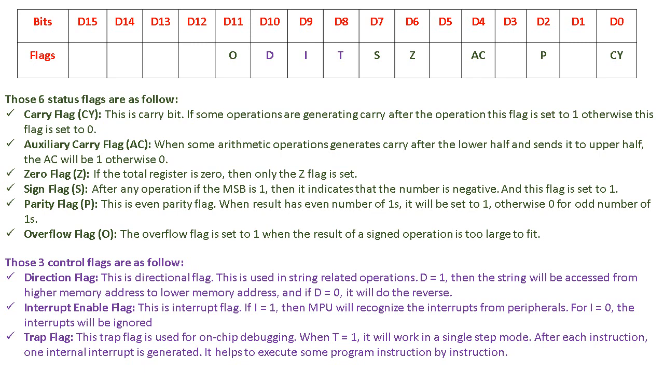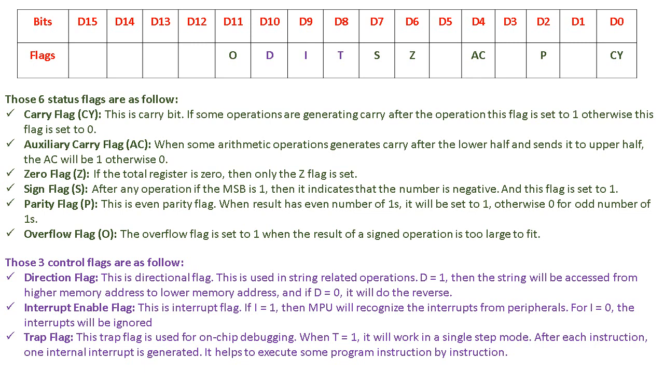Now let us understand the other 3 control flags. So these 6 flags are the status flags. Now we are going to learn about the 3 control flags. One is the direction flag. This is used in string related operations. If D equals 1, then the string will be accessed from the higher memory address to the lower memory address, and if D is equal to 0, then it will do the reverse operation.